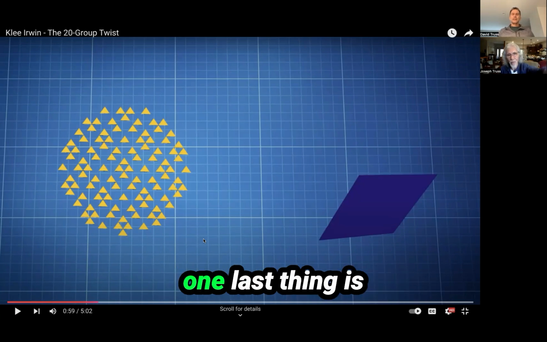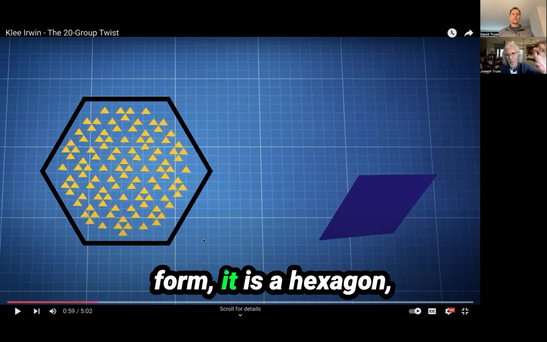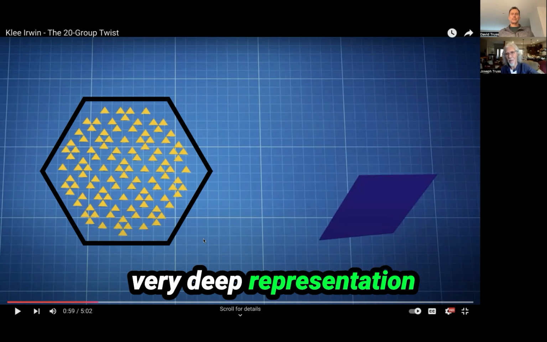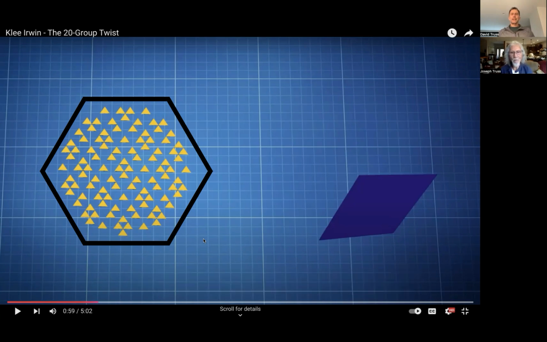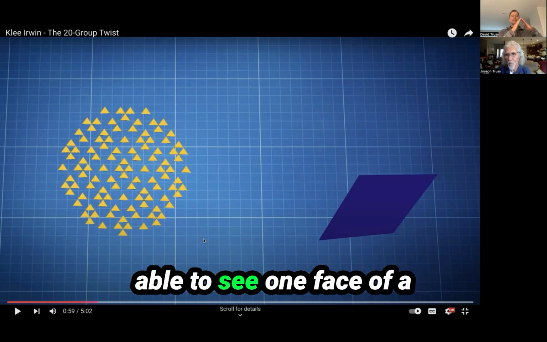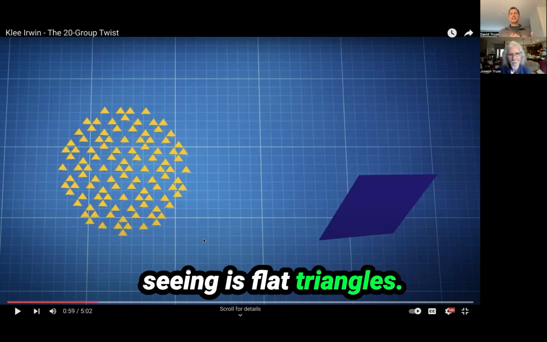And in fact, essentially one last thing is this form is a hexagon. If you look at the outside form, it is a hexagon, which is essentially a very, very deep representation of our geometry as well. And we're looking at it from a perspective of being able to see one face of a tetrahedron. Because if you look at this, what you're seeing is flat triangles.